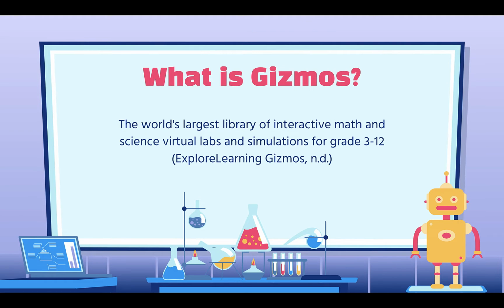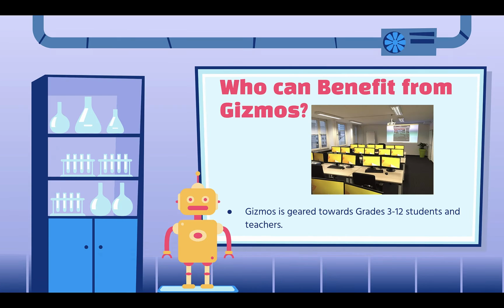Explore Learning has 4 learning products: Reflex, Frax, Science for Us, and the one that we are presenting, Gizmos. Gizmos is the world's largest library of interactive math and science virtual labs and simulations for grade 3 to 12. It is considered one of the best programs for STEM. Gizmos provides students with an inquiry-based learning experience where they can learn about abstract math and science concepts through visuals that they can manipulate. Gizmos is being used from grade 3 to 12 for math and science.